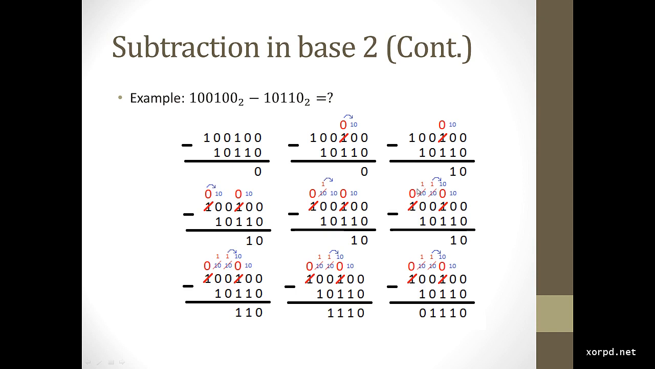Now we can actually do the subtraction. We subtract 10 minus 1, and we get 1. Next we subtract 1 minus 0, and we get 1. And finally, 1 minus 1 equals 0. And this is the result we get in base 2.